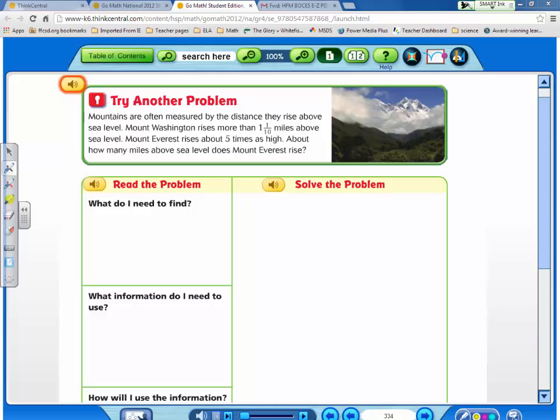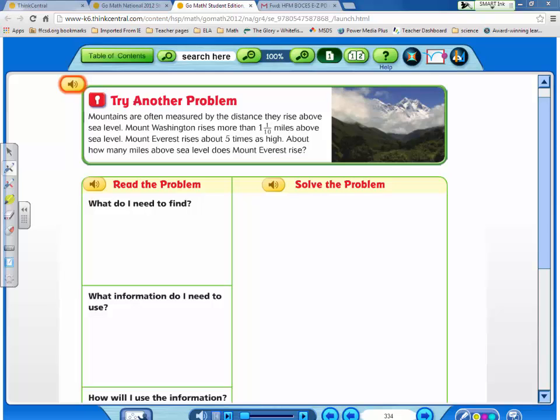It says mountains are often measured by the distance they rise above sea level. Mount Washington rises more than 1 1/10 mile above sea level. Mount Everest rises about 5 times as high. About how many miles above sea level does Mount Everest rise?